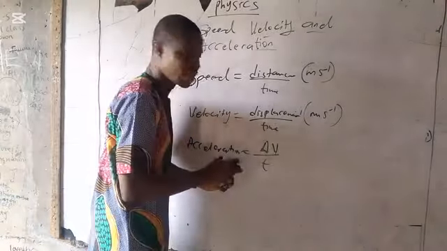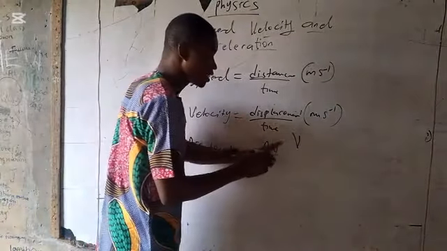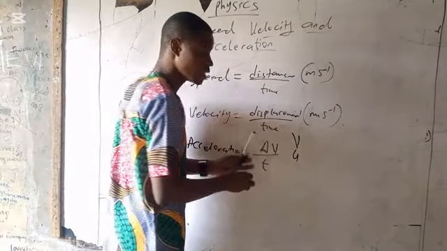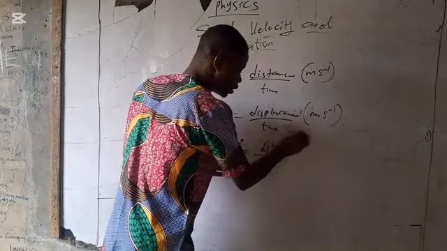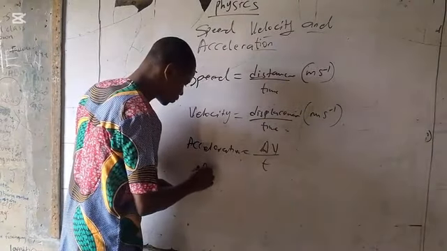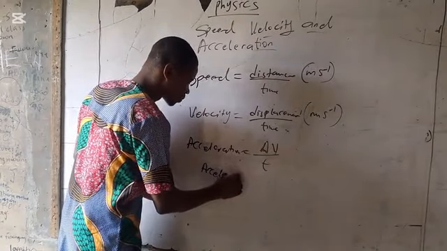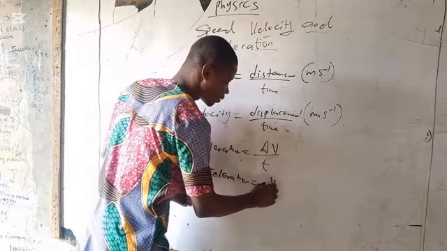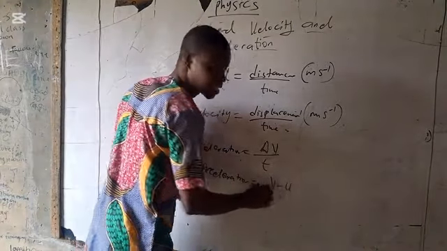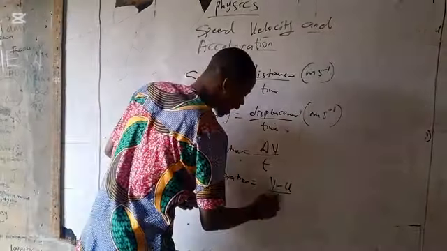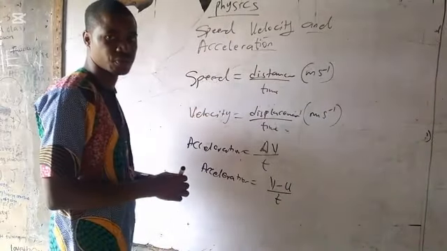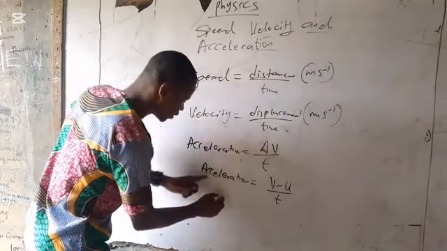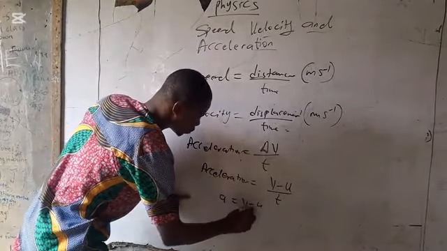Listen, in physics we usually use V to represent the final velocity and U to represent the initial velocity. Anyway, when you see U, it means initial velocity. So if I'm rewriting the formula of acceleration, it will now be what? V, final velocity, minus U, which stands for initial velocity, over time. That is acceleration for you. Final velocity minus initial velocity.